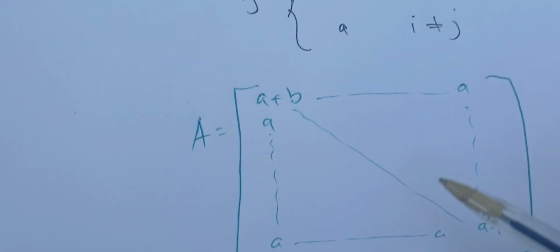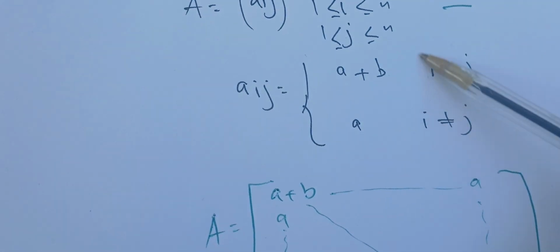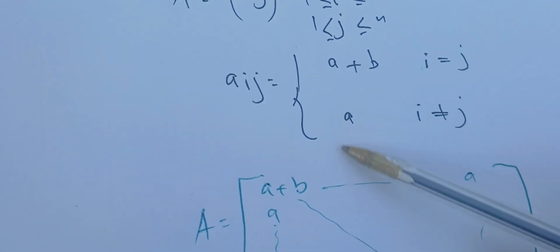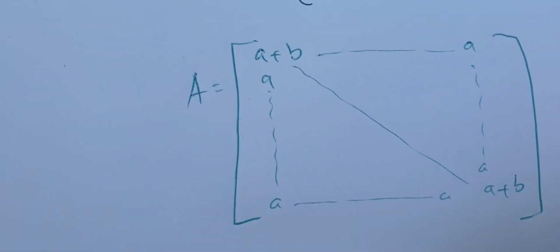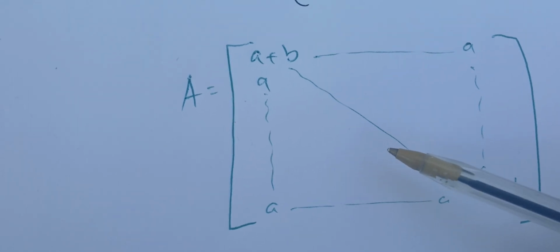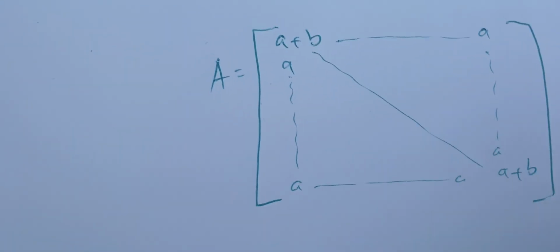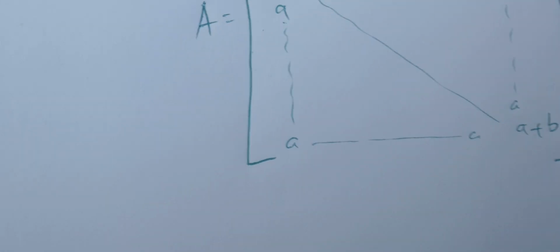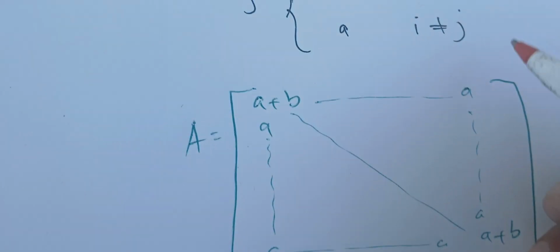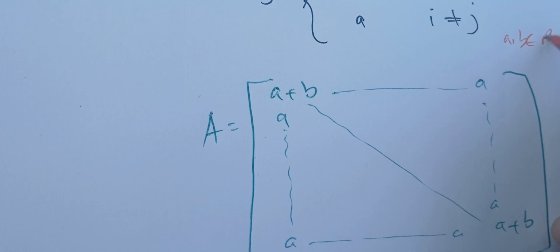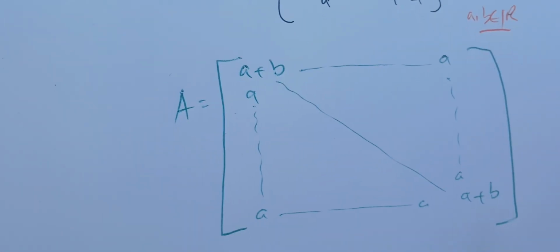Okay, this is how it looks. This is a short way of writing the general form of the matrix, and this is its expression when we write it explicitly. Now our aim is to compute the determinant of A. Note in this case that a and b are in R, so these are real numbers.